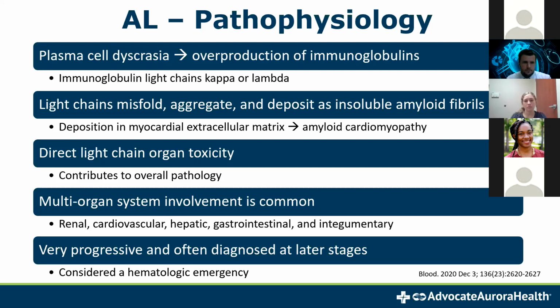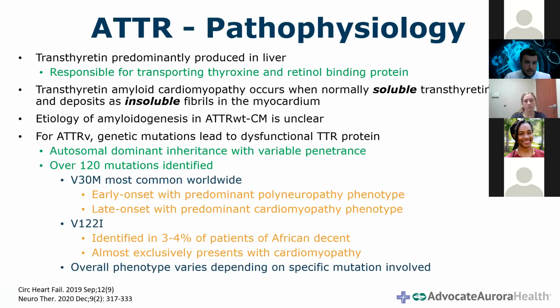Now, it's also considered a hematologic emergency, with prompt referral for hematology, and initiation of chemotherapy is warranted in all cases. In contrast, in ATTR amyloidosis, the precursor protein in question is transthyretin, which is predominantly produced in the liver, with normal responsibilities of transporting thyroxine and vitamin A throughout the body. Now, transthyretin is normally a soluble tetrameric protein, which then dissociates into monomers, which form amyloid fibrils that are insoluble and then deposit in the myocardium.